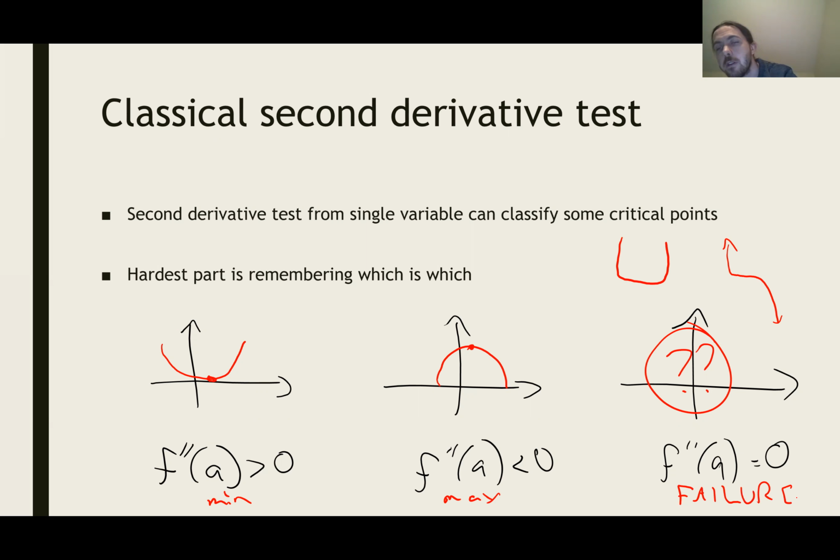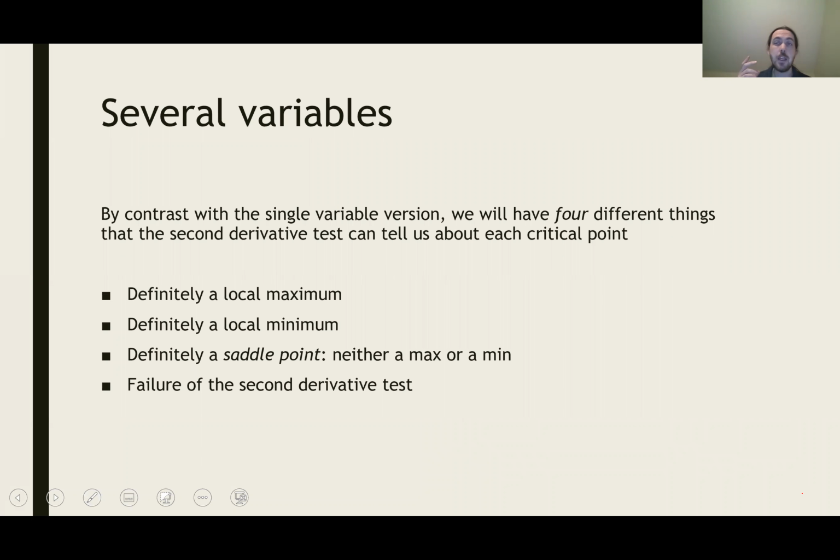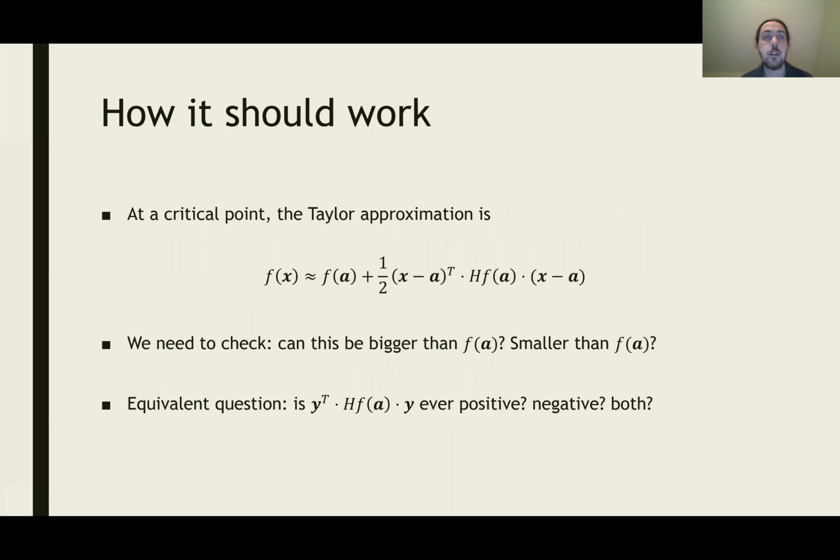In our case, there's actually going to be 4 different versions because several variables are slightly more complicated than 3. We could have the easy cases where we have definitely a local max or definitely a local min. But there's also a third one where we do have some definitiveness. It's definitely a saddle point where it's neither a maximum nor a minimum. In some directions, the function goes up, definitely, and in some directions, the function definitely goes down. Or we could have complete failure of the second derivative test where it does not tell us enough information to know if we have a local max or a local min. And figuring out exactly how to separate those out is what we need to do.